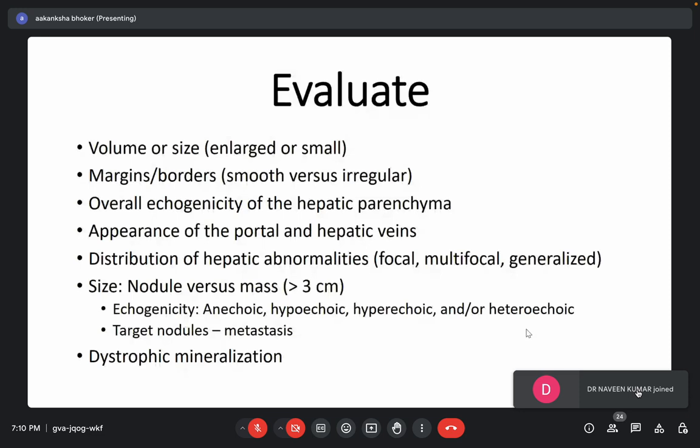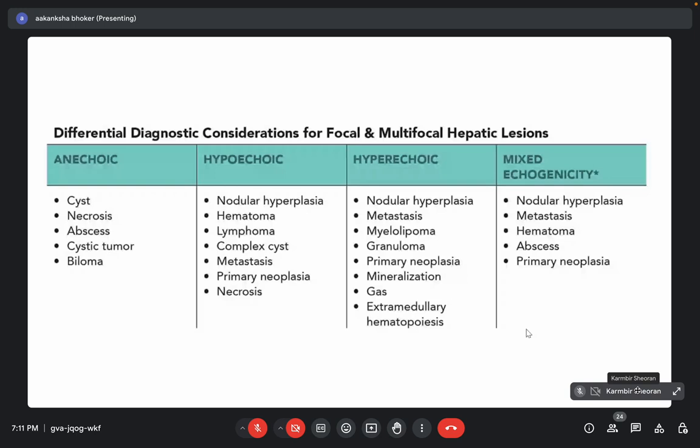And there can be dystrophic mineralization, maybe especially associated with hyperadrenocorticism, in which there will be calcification in different body organs, or maybe some associated with some other changes. So we will see most of these things pictorially. Okay, this is the table.